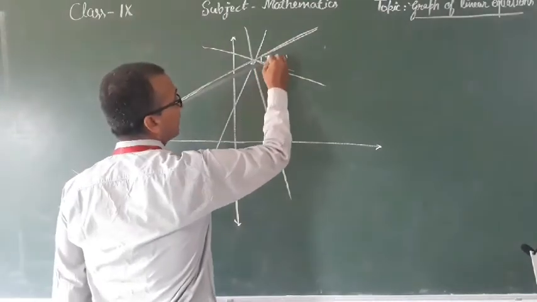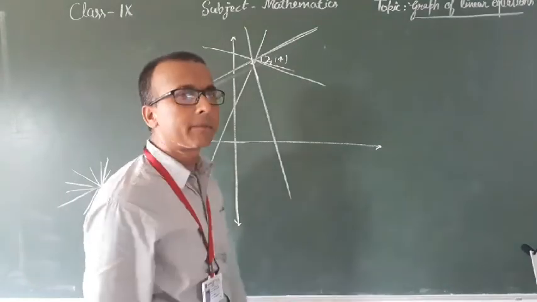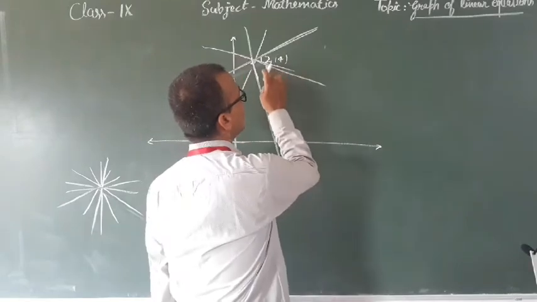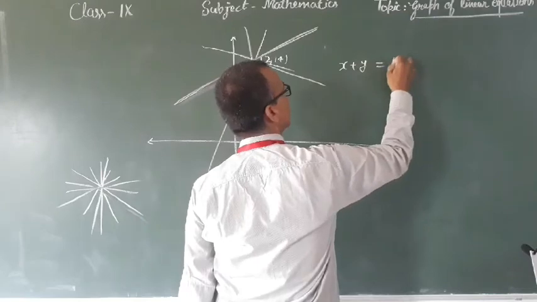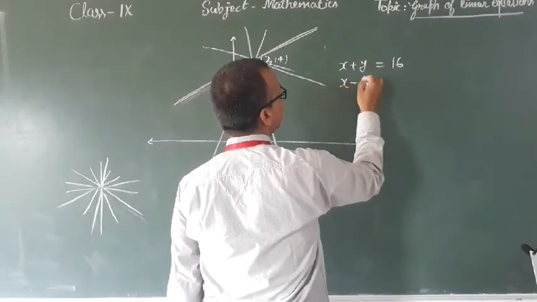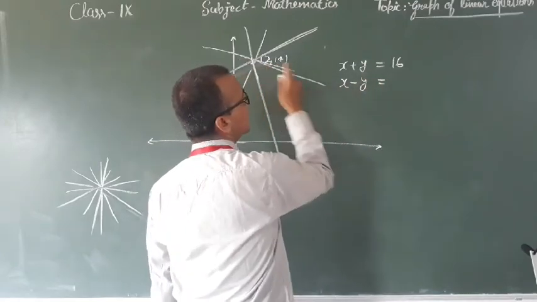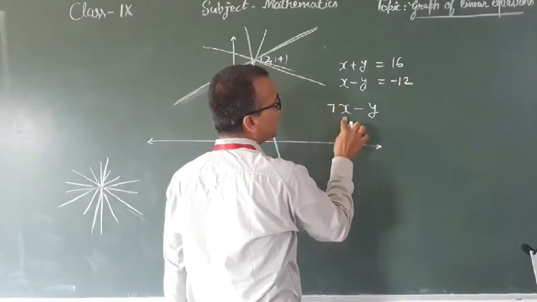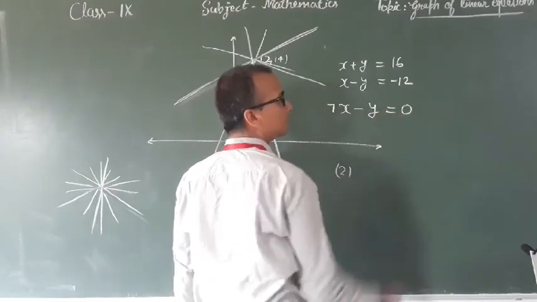Out of them, 2 examples, 2 equations we have to give. You can easily say that the sum of x and y is equal to 16. Difference of x and y is equal to 2 minus 14, which is equal to minus 12. You can take 7 into 2, 14, and y is equal to 14, that is, 0.